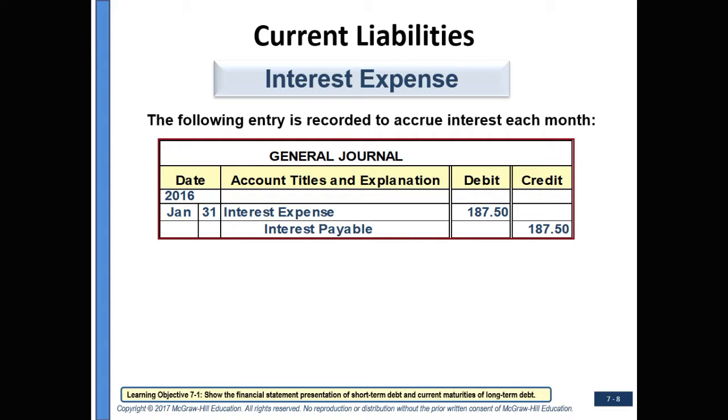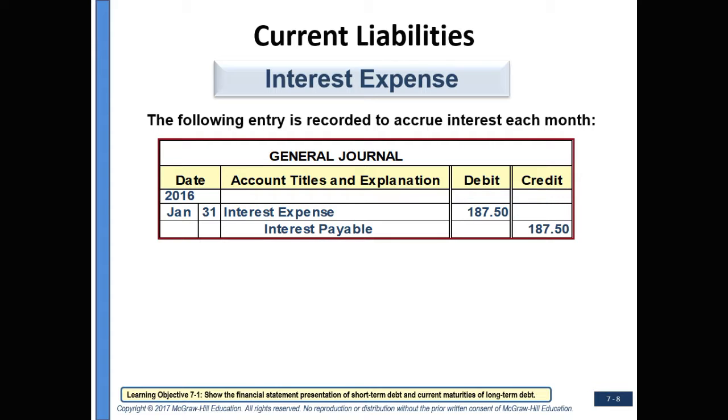This $25,000 note we have bears interest at 9% per year. Interest is almost exclusively going to be quoted to you in an APR or an annual percentage rate. Interest can be payable at different frequencies. The interest for this particular loan is payable to the bank each December 31st. We took the loan on January 1st. We don't have to pay our interest until December 31st.